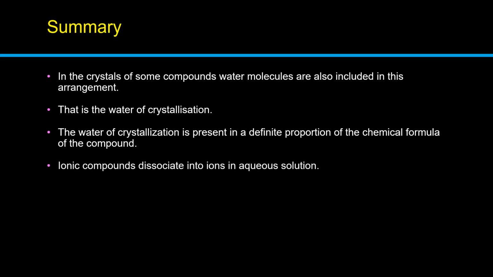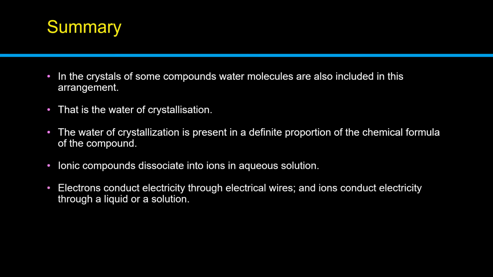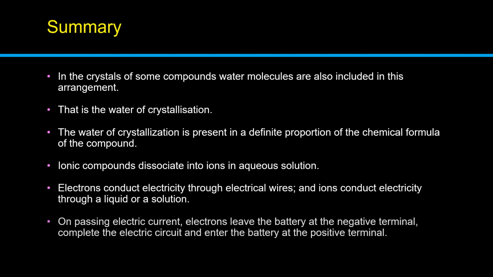Ionic compounds dissociate into ions in aqueous solution. Electrons conduct electricity through electrical wires and ions can conduct electricity through a liquid or a solution. On passing electric current, electrons leave the battery at the negative terminal, complete the electric circuit and enter the battery at the positive terminal.